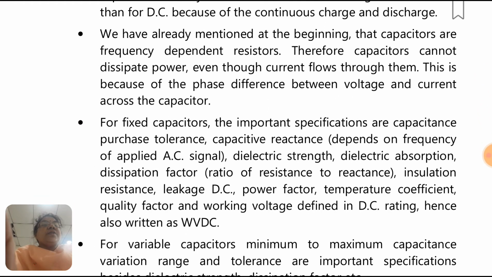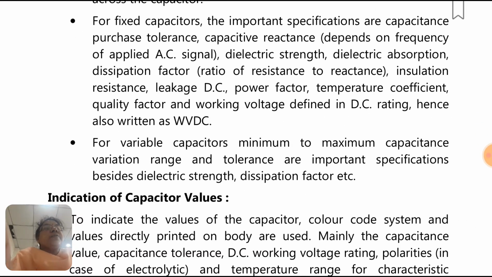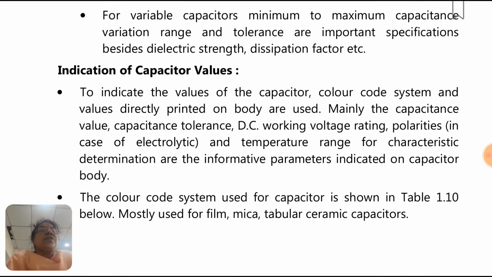Now we have already seen that capacitors cannot dissipate power even though current flows through them. This is because of the phase difference between voltage and current across the capacitor. So for fixed capacitors, the important specifications are capacitance and tolerance. Okay. For variable capacitors, the minimum to maximum capacitance variation range and tolerance are important specifications, besides dielectric strength and dissipation factor. Now, the indication of capacitor values.